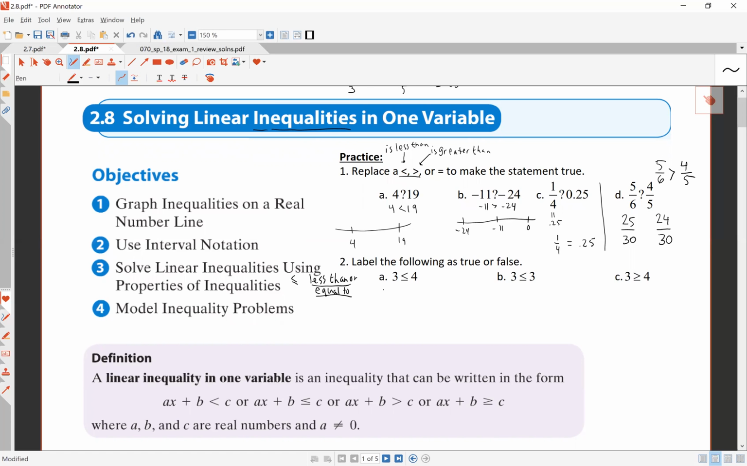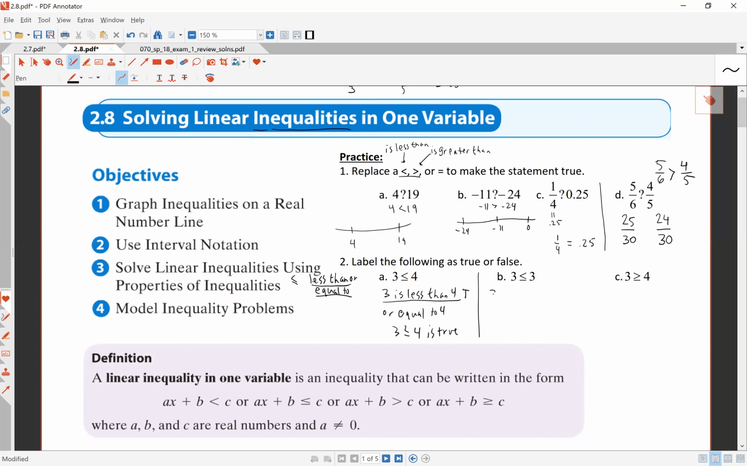3 is less than or equal to 4. That's two statements, and 3 is less than 4 is the true statement, so we say that 3 is less than or equal to 4 is true.